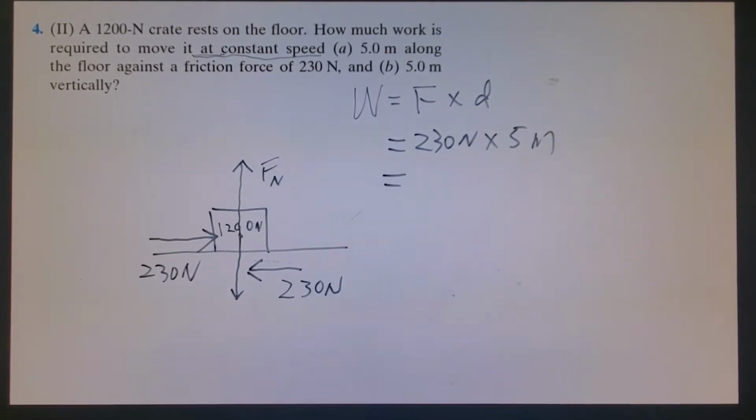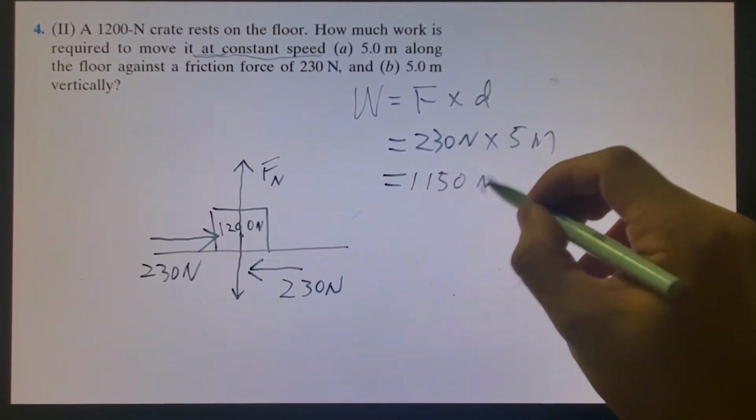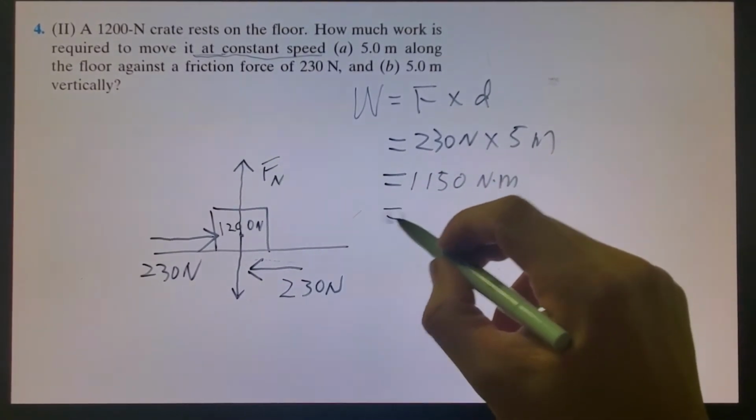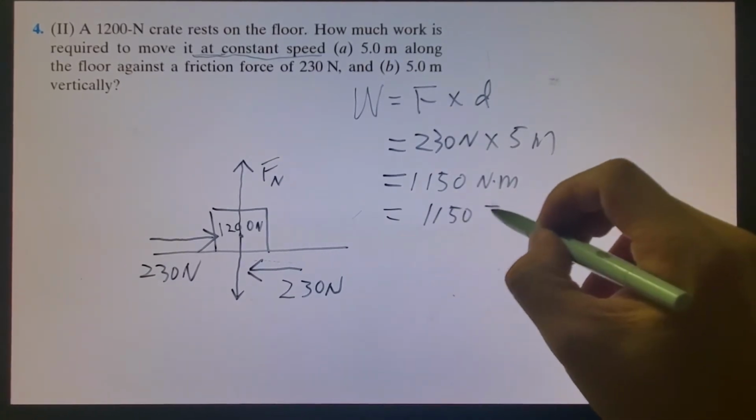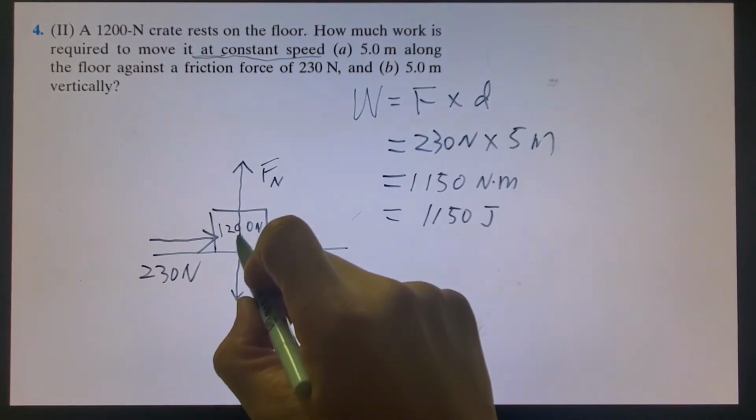So that is going to give me 1150 Newton meter. So Newton meter is joules, 1150 joule. Okay, all right, so let's look at it this way.